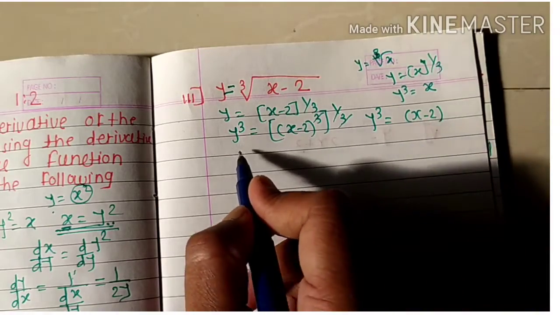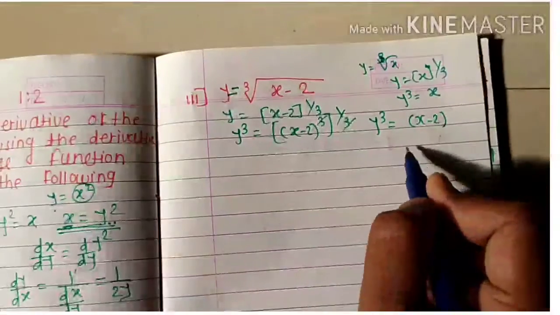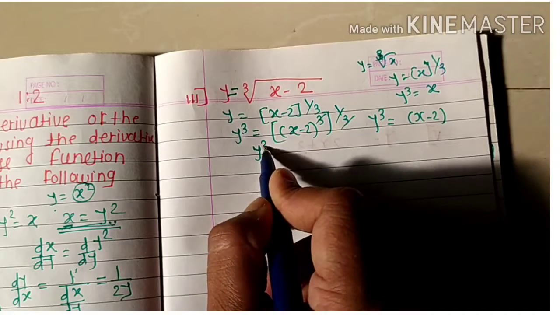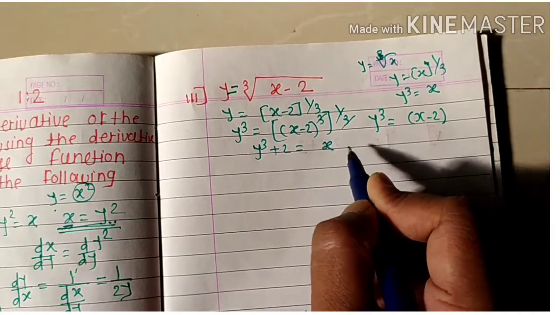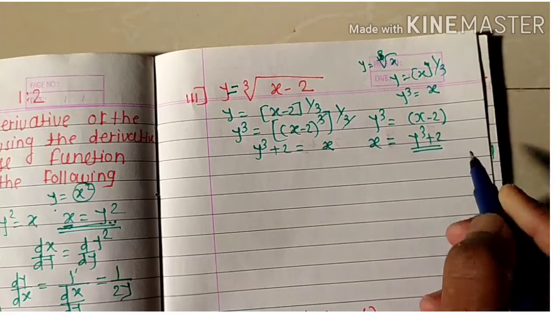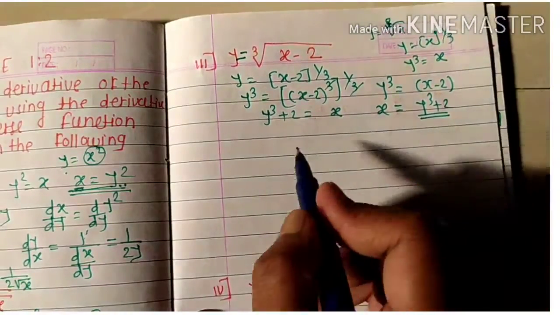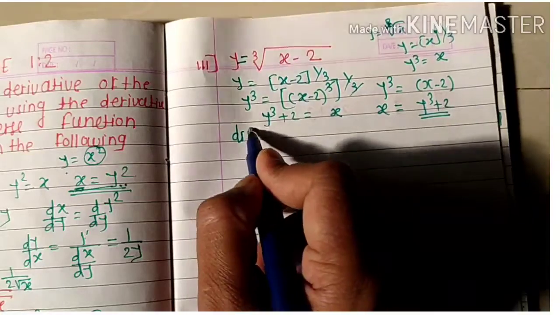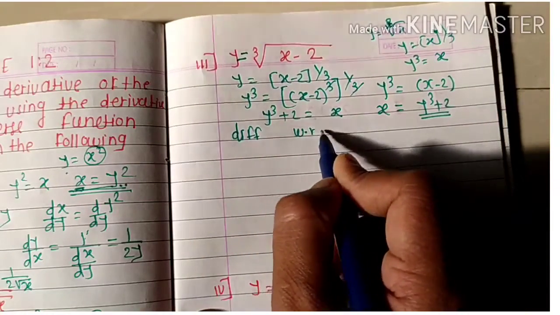Then what we get, y cube is equal to x minus 2. Transfer this minus 2 to the left hand side, means y cube plus 2 is equal to x. So x is equal to y cube plus 2, that is x in terms of y. Then differentiate this with respect to y.